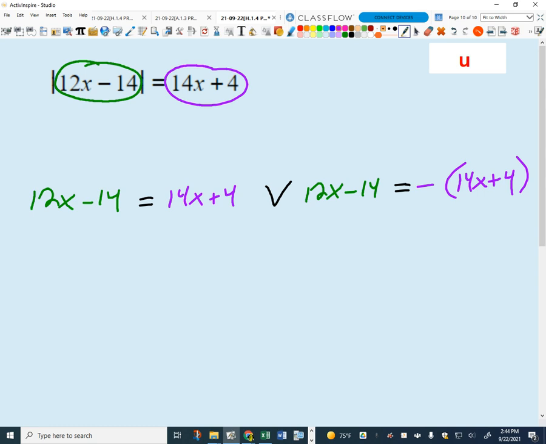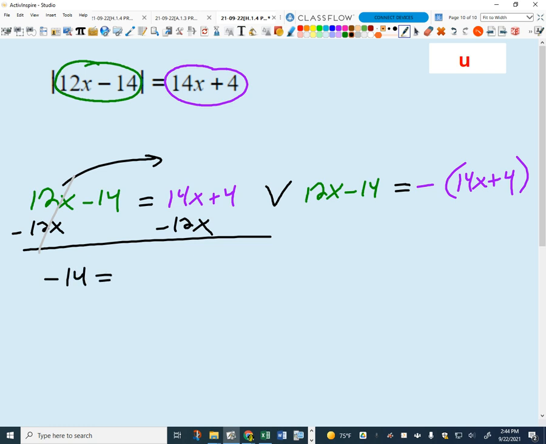So here I'm going to push the x's in which direction? We're going to solve this equation. Left or right? Right, good. So we're going to push these guys over here. So I'm going to subtract 12x. So those cancel, and I end up with negative 14 equals negative 14x minus 12, or 14x minus 12x is 2x.